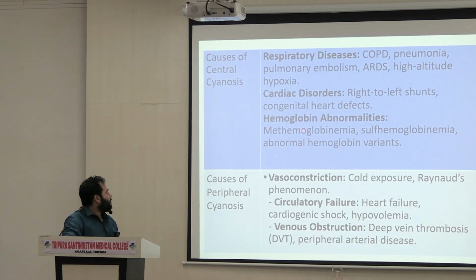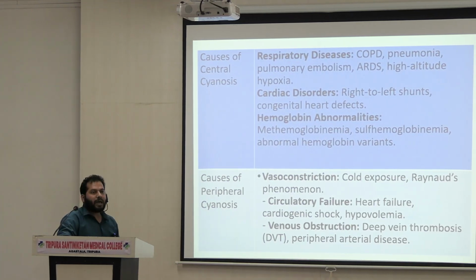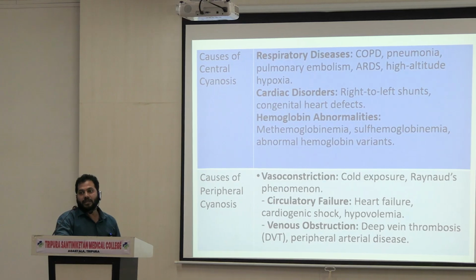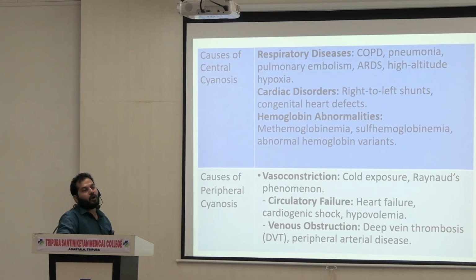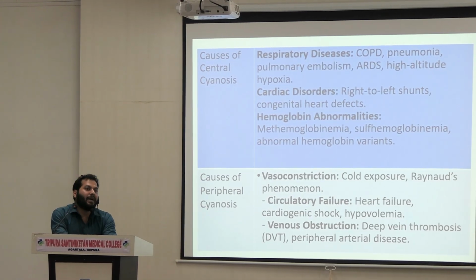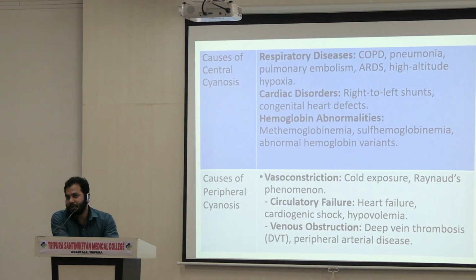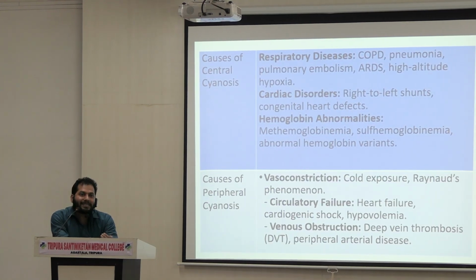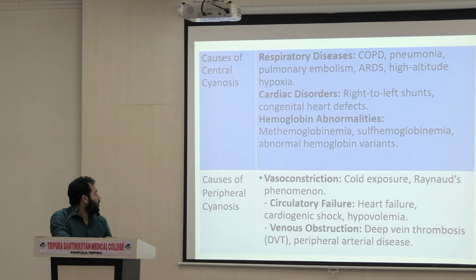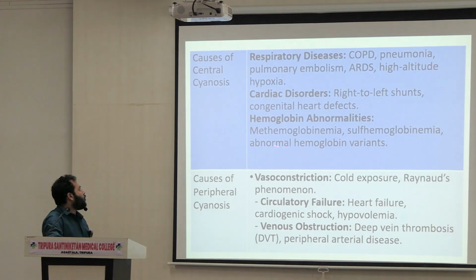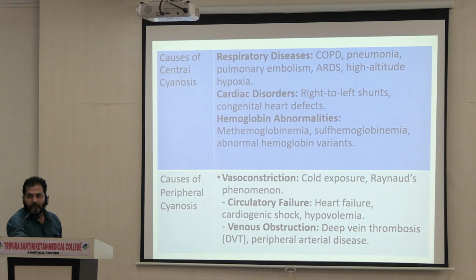In some cases, you will find methemoglobinemia and sulfhemoglobinemia. These are not normal conditions. Methemoglobinemia is a condition which prevents the normal binding of hemoglobin, which reduces the affinity between oxygen and hemoglobin. So methemoglobinemia affects the normal oxygen carrying capacity, right? Due to the lower oxygen carrying capacity, there is a high chance of oxygen deprivation at tissue level. So both conditions, along with some abnormal hemoglobin variants, are responsible for central cyanosis.